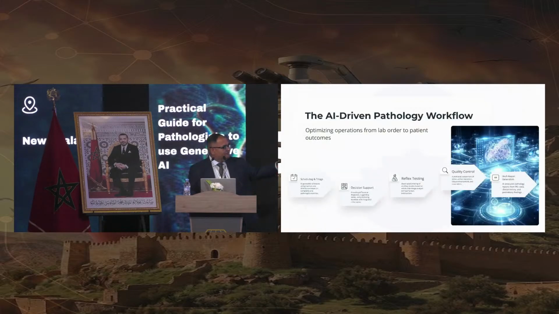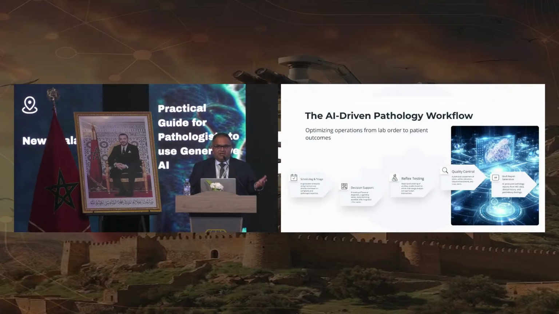So these are the various phases within the pathology workflow which AI can drive, right from scheduling and triage of the cases, to decision support, to reflex testing, to quality control, and the report draft generation, including synoptic reporting. And some of these actually don't even need you to have digital scanners. Some do.